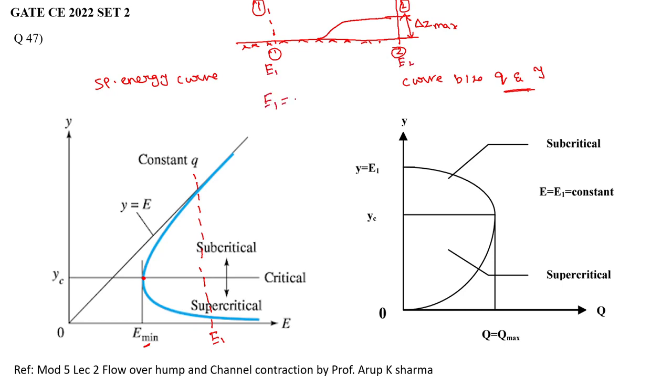According to the specific energy principle, E1 equals E2 plus delta Z max, or Z if you go into the second section 2. Suppose you draw a line corresponding to the value of E1, this is E1 and this is E2. Correspondingly we will have depths. Let's say this is Y1, this is Y2, and this is Y2 dash. All of you know that for the same specific energy we have alternate depths.